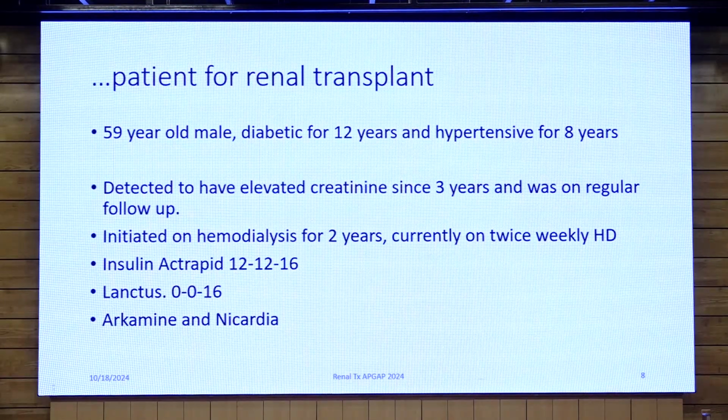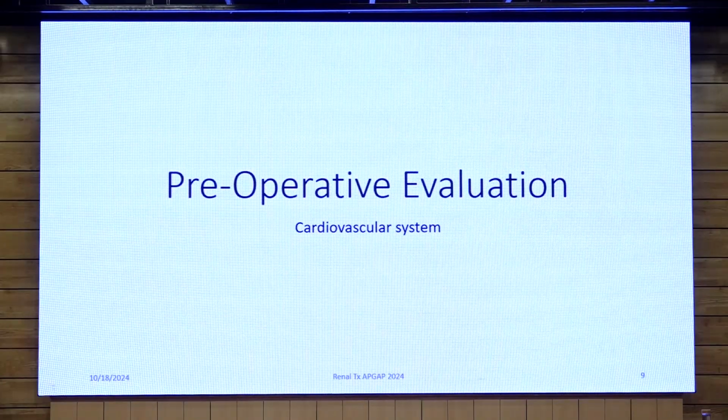He was on medications for his diabetes that had been changed largely to insulin and was getting a dose of both Actrapid as well as an intermediate and long-acting insulin. And for his blood pressure, he was on 2 medicines, Arkamin and Nicardia. So how would I evaluate this patient? Because my lecture says how to evaluate, I'm just going through it.